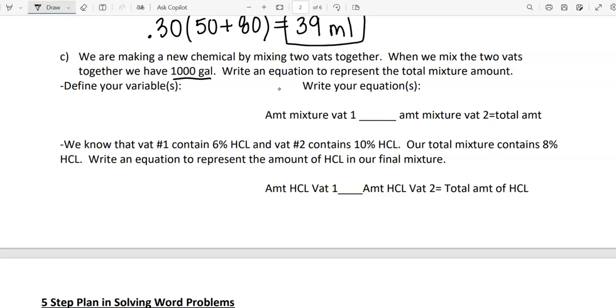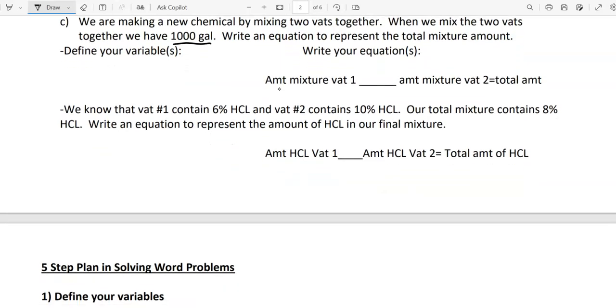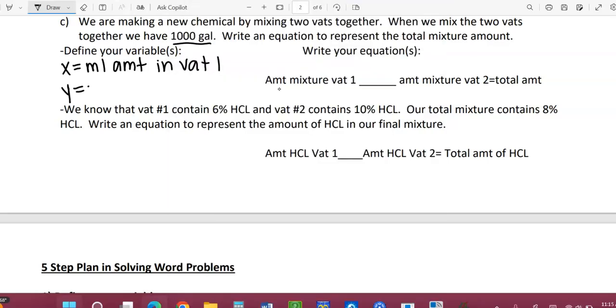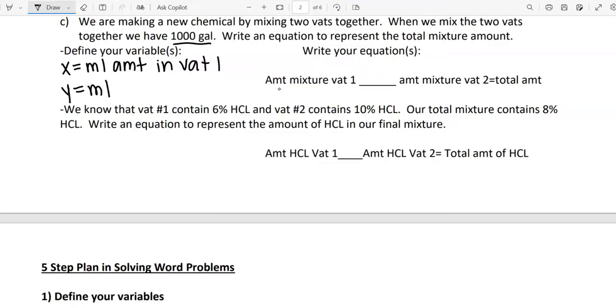All right. What do we not know? The amount in vat 1. So X equals, the amount would be in milliliters. So let's say milliliter amount is AMT in vat 1. What's Y going to be? Amount in vat 2. So milliliter. Oh, I'm not doing milliliters. What am I doing? Gallons. Yep, I forgot we're doing vats. Those are big. Gallon amount in vat 2. Sorry about that.